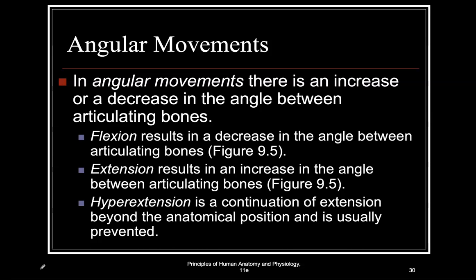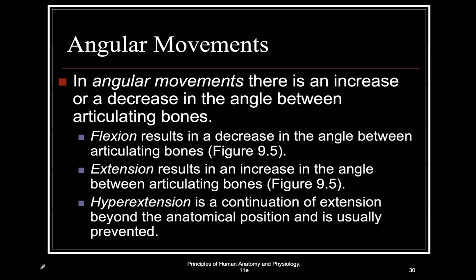Angular movements, you probably are a little bit familiar with already. So angular movements are going to be when you increase or decrease the angle between two articulating bones. So like when you flex your bicep muscles, right? You're going to decrease the angle between your forearm and your upper arm. Flexion is going to result in the decrease in the angle between those two articulating bones. So again, for example, when you flex your biceps, you're going to pull the forearm closer. So the radius and the ulna are going to be pulled closer to the humerus, and so you're going to decrease the angle there.